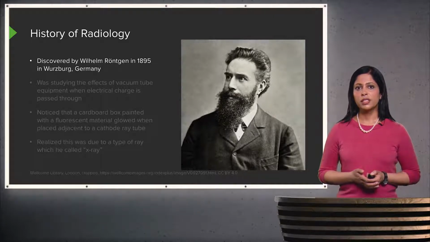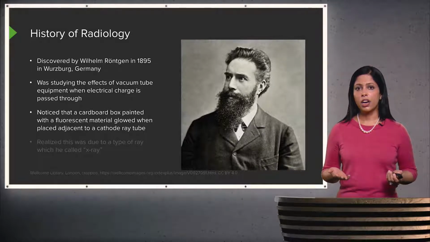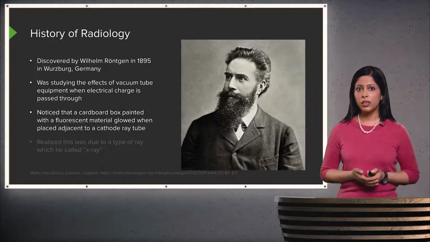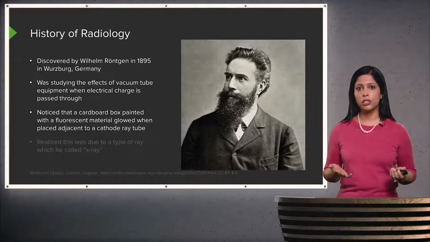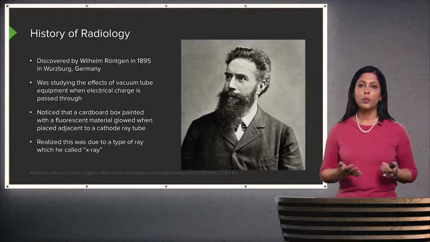So radiology was discovered by Wilhelm Röntgen in 1895 in Germany. He was actually studying the effects of a vacuum tube equipment when an electrical charge is passed through, and he noticed that a cardboard box painted with a fluorescent material glowed when it was placed adjacent to a cathode ray tube. He realized that this was due to a type of ray which he called an X-ray.